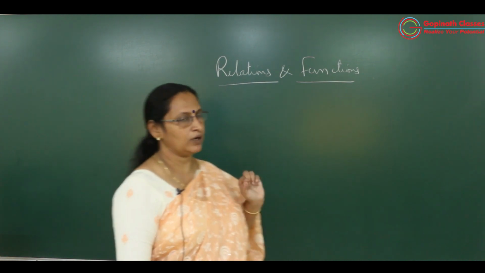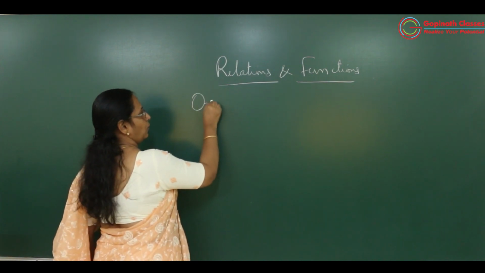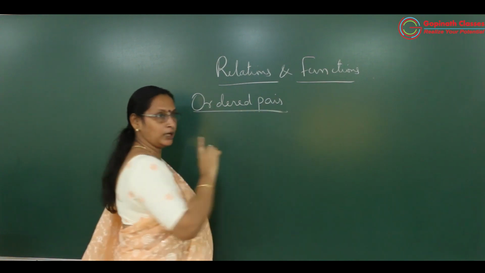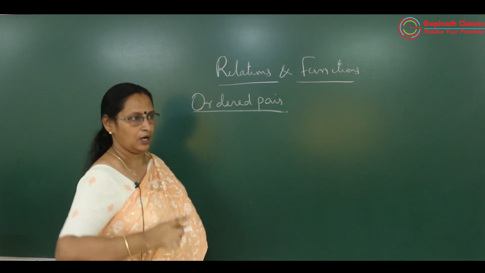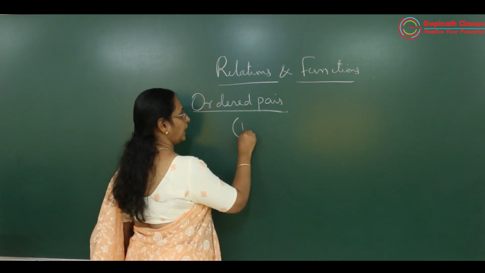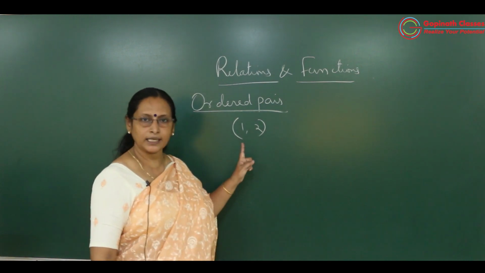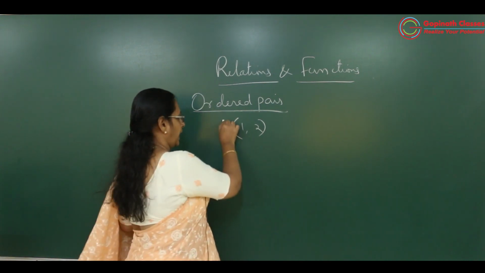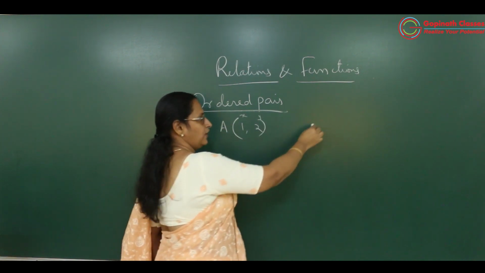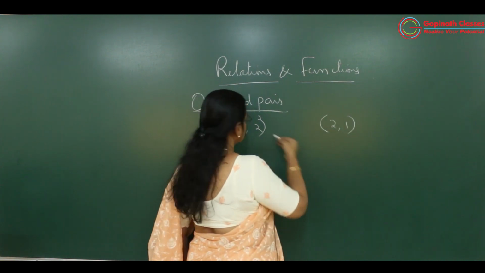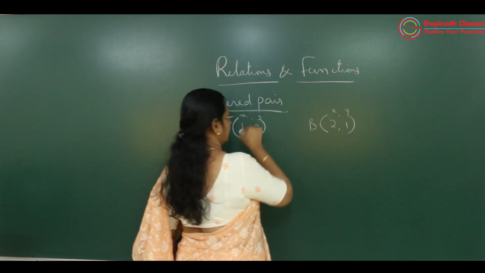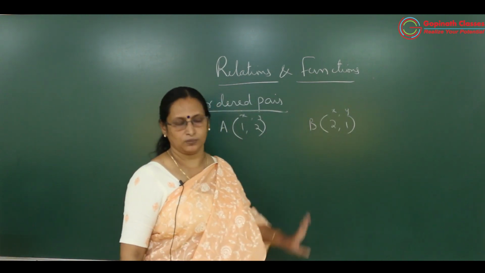Before that, you should know one concept, that is ordered pair. In an ordered pair, the order is very important. Pair, you know, means two. For example, if I am writing (1, 2), you know that the x coordinate is 1 and the y coordinate is 2. That is point A with (1, 2), this is x and this is y. And if I am writing (2, 1), this is not the same point, B. The y coordinate is 1, and the x coordinate is 2.